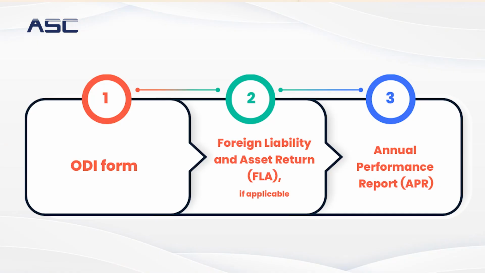Also prioritize initial RBI reporting by way of filing ODI forms along with supporting documents to your AD bank, followed by annual reporting by way of filing form FLA, also known as Foreign Liabilities and Assets Return, and APR, also known as Annual Performance Report. Lastly, open a foreign bank account and ensure all the transactions comply with the regulations issued by RBI from time to time.